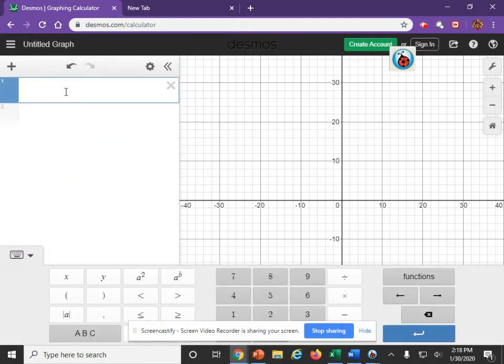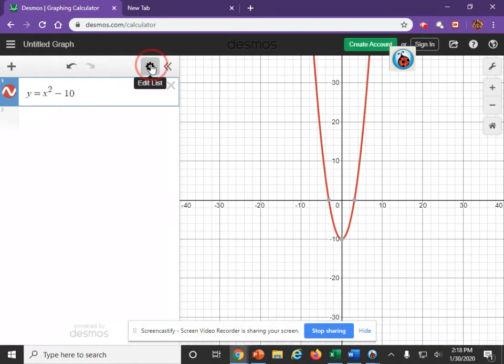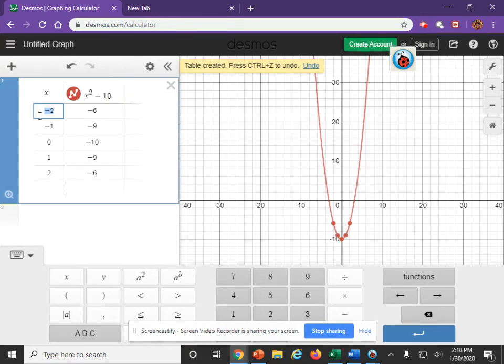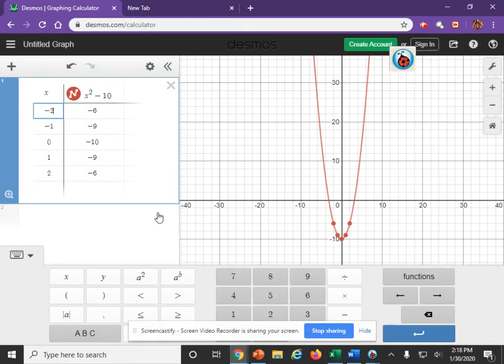All right, so number 3, y equals, and then I need to do x and then squared and then -10. All right, and I want to know what happens when x equals -2. So I'm going to convert to a table. There it is, -2. So my answer is y equals -6. All right, and if I switch over, you can see here I'm filling it out. Okay. All right, switch back to Desmos.